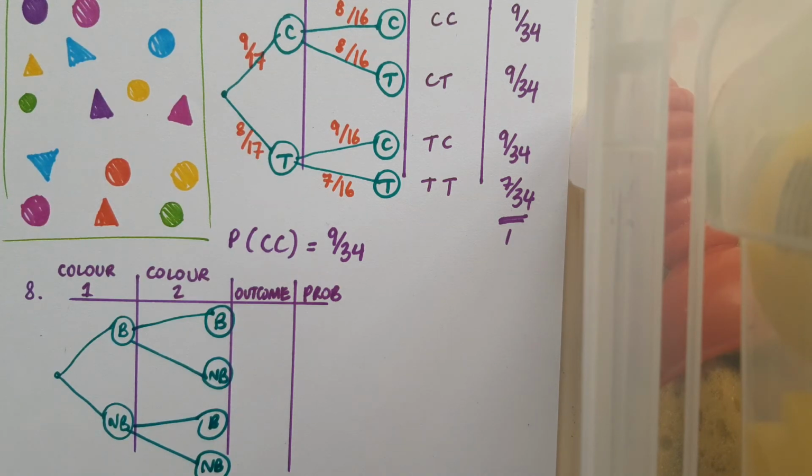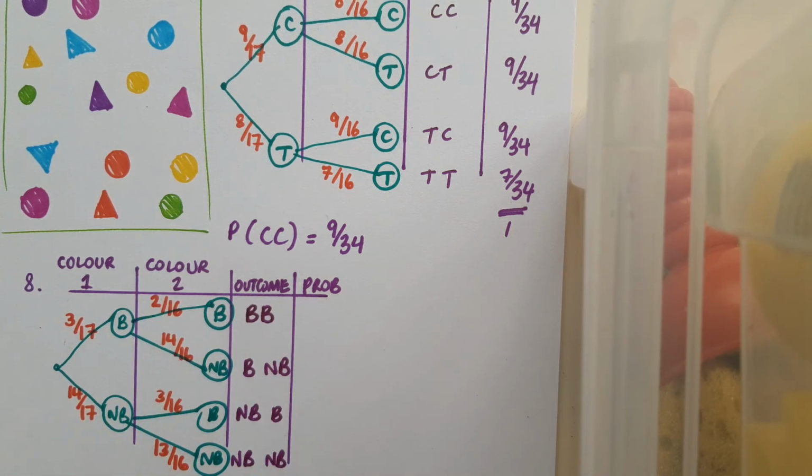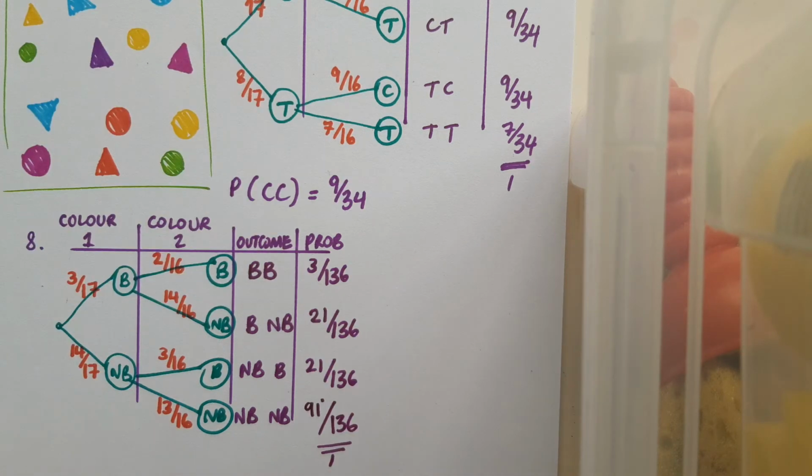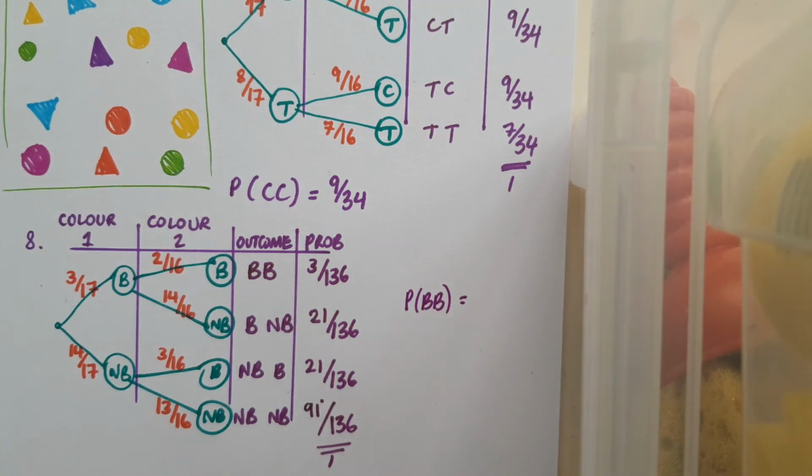And I'm going to fill in my probabilities. So I filled those in there, as you can see. And again, it's the same idea as before. Don't forget that the shape is not being replaced in the group once it's been selected. So that does affect our probabilities in the second column here. I've filled in my outcomes column, and I've filled in my probabilities there at the end, and then I go back to the question which asked me to find the probability that both shapes are blue. So I just go back and select the relevant one from the tree diagram, and it's 3/136.